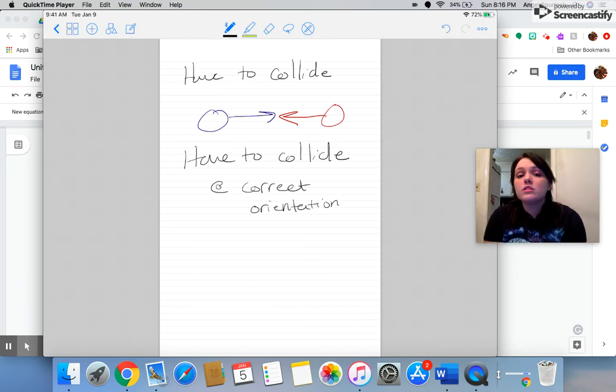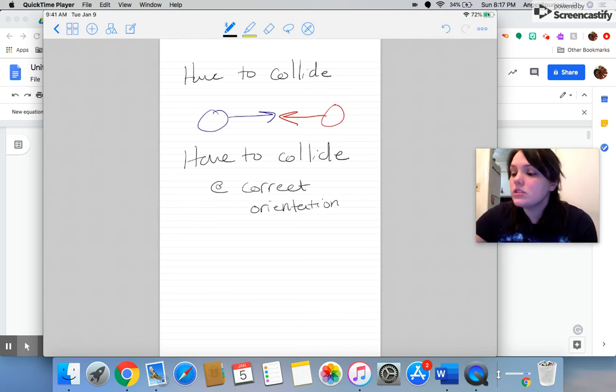This disclaimer is every particle that reacts, that collides, has to collide at the correct orientation. Okay, I'm going to use polar molecules in my example, but every particle that exists, polar or nonpolar, has to collide at the correct orientation for a reaction to occur.